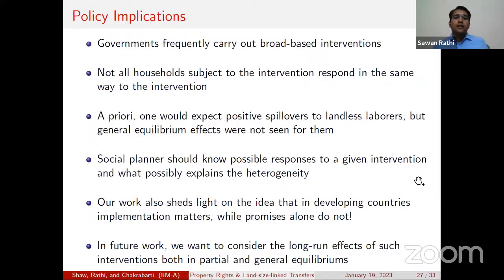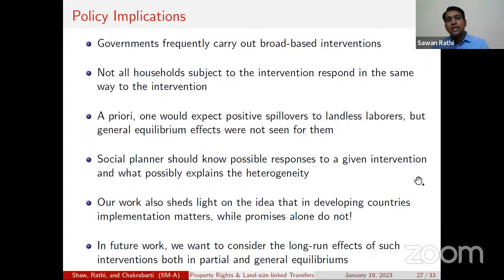Like we showed that the agricultural laborers who are committing the most suicides should be the ones who should have been helped by the scheme, but actually there are no positive spillovers happening to them, and it stays or limits mostly to the small and marginal farmers only. So social planners, before launching such schemes, should do a more rigorous study, and that probably will also explain how the scheme will eventually work in the future.